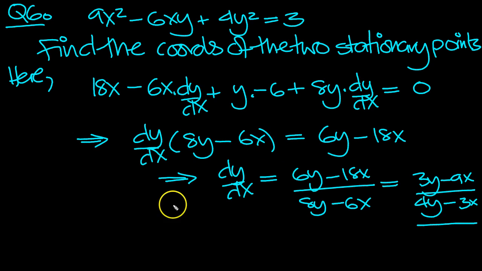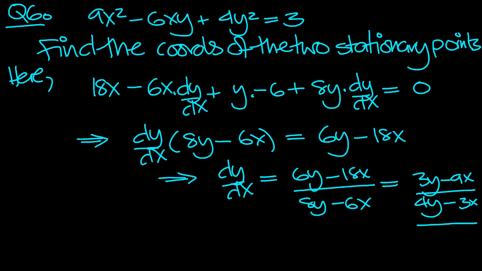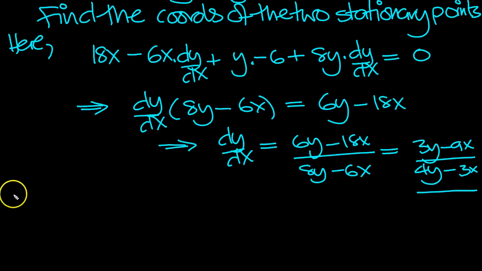Okay, so that's question 6. And we've got dy dx equals. Find the coordinates of the two stationary points on this curve. So let's have a look at this then.